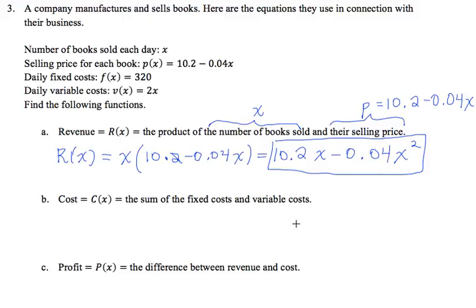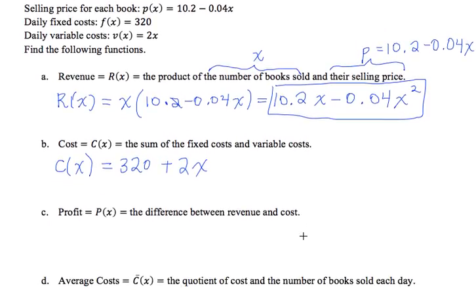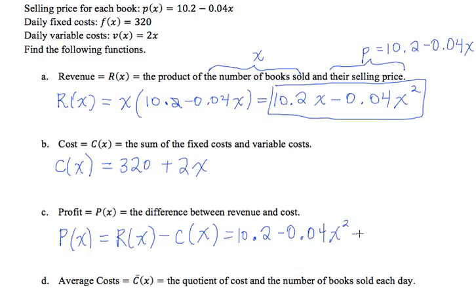C of x, this is the sum of the fixed cost and your variable cost. That's the cost of running your business. So C of x would be our, let's see, our fixed cost per day, $320. What's the variable cost per day? It's 2x. Profit, that's the difference between your revenue and your cost, or the money you bring in minus the money you spend. So it is R of x, revenue, minus your cost, C of x. R of x right here is 10.2x minus 0.04x squared, minus our cost function, which is 320 plus 2x, which I should have boxed there.